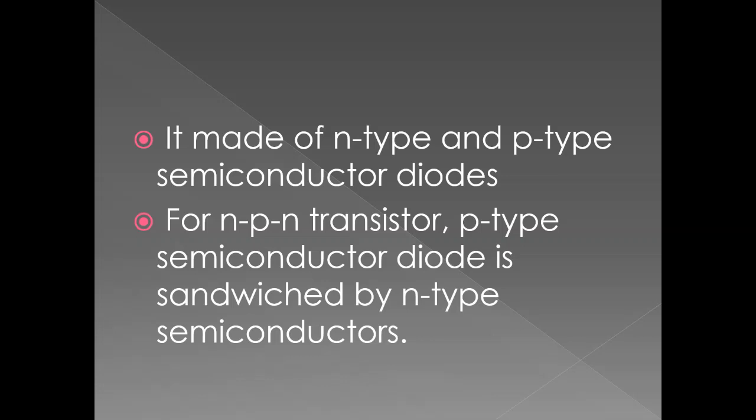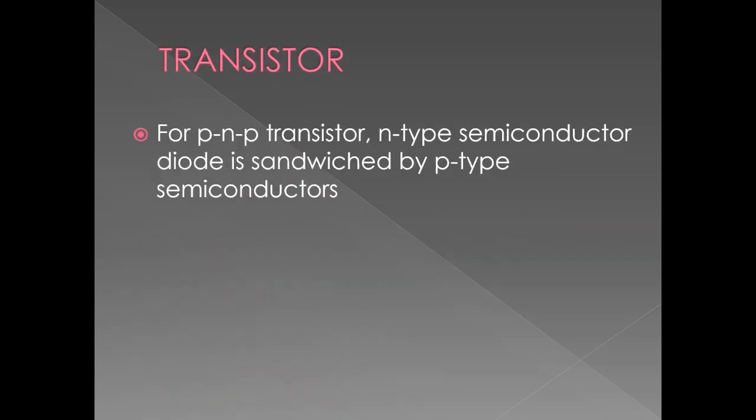Okay. So why call NPN and PNP? For the NPN transistor, the P-type semiconductor is in between, sandwiched by the N-type semiconductor. Similarly, for the PNP transistor, the N-type semiconductor is sandwiched by the P-type semiconductors.